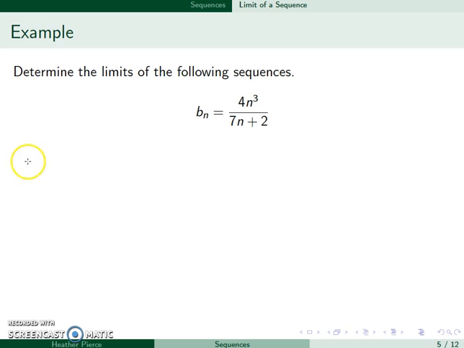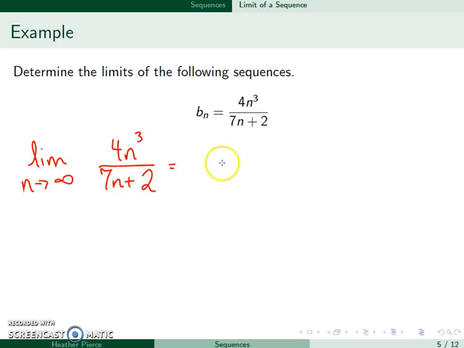Let's look at this one. So the limit as n goes to infinity of 4 over n cubed of 7n plus 2. We can see that the top is growing a lot faster than the bottom. So this one will actually be infinity. This sequence will diverge.